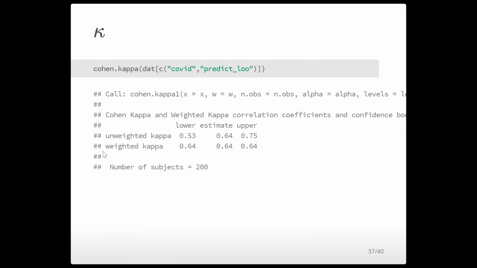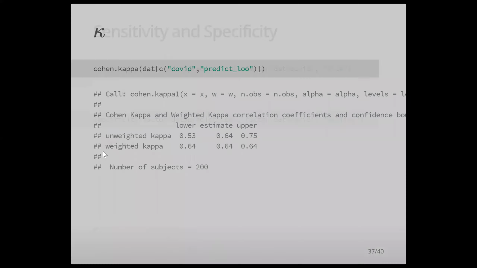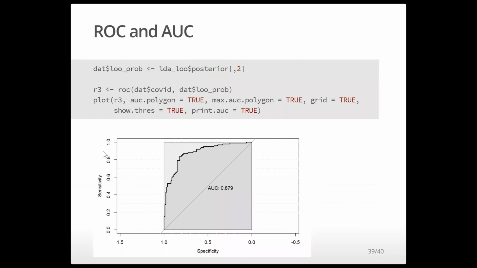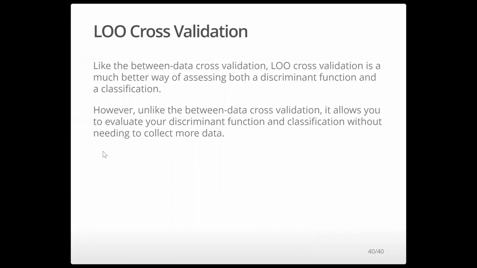Here I'm checking kappa. Kappa is 0.64, very similar to what we had, just slightly lower. Sensitivity is 0.84, specificity is 0.8. So again, basically the same. And the AUC on the ROC curve is slightly lower because we made that one extra error, but it's still very similar. So we still have a pretty good trade-off between sensitivity and specificity. So a lot of area under the curve, which is good.